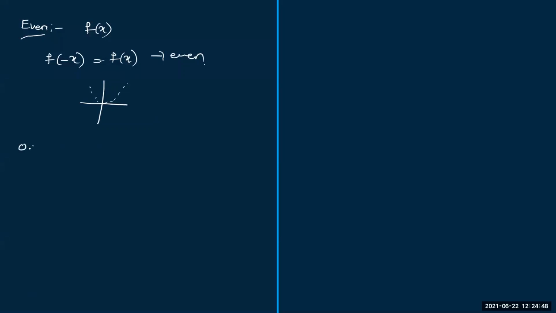Similarly, if you recall, when can you call a function an odd function? As somebody said now, when f of minus x is equal to minus f of x, then we say the function is an odd function. And geometrically, when you draw the graph of an odd function, it will always be symmetric about the origin, right? So it will be symmetric about the origin like this.